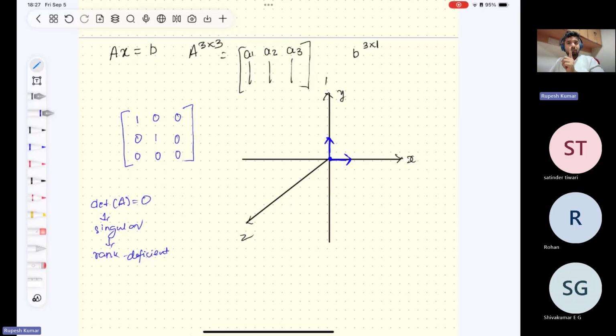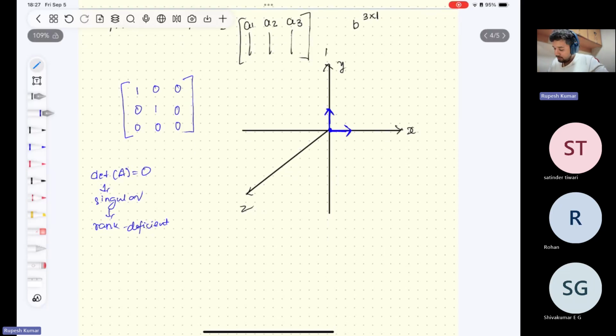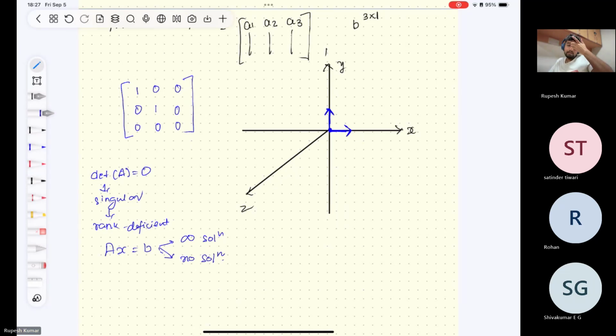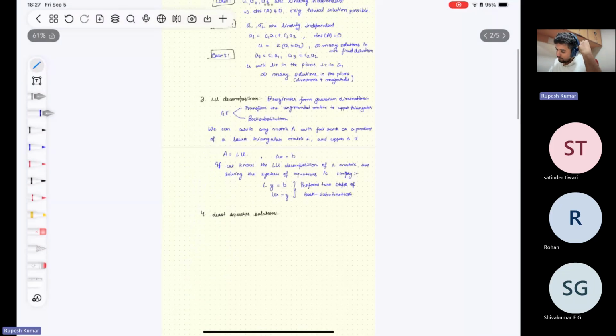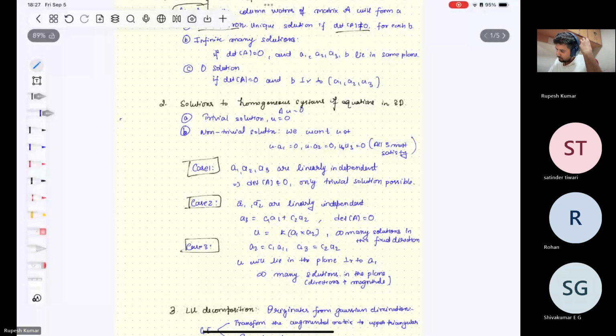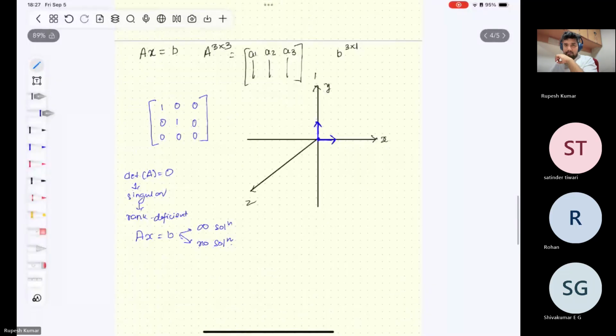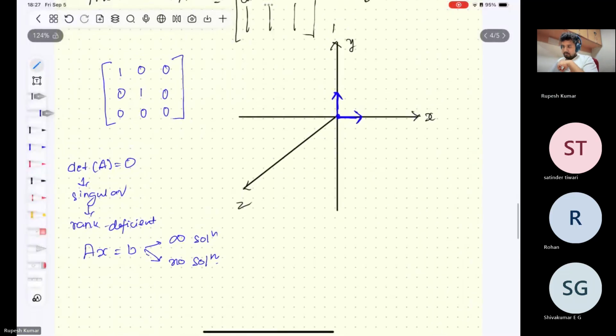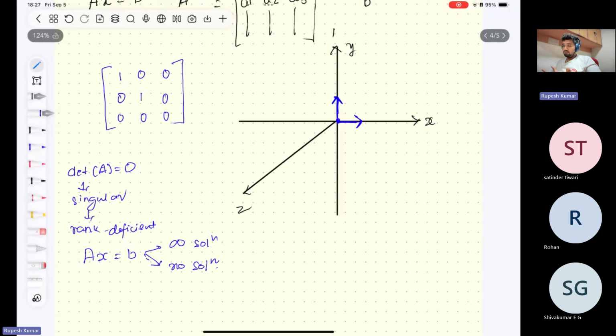But this tells us one most important thing: if we try to solve the system of equations Ax equals B, either we can have infinite solutions or we can have no solution. These are the two cases that we can have. Now how to get to that?